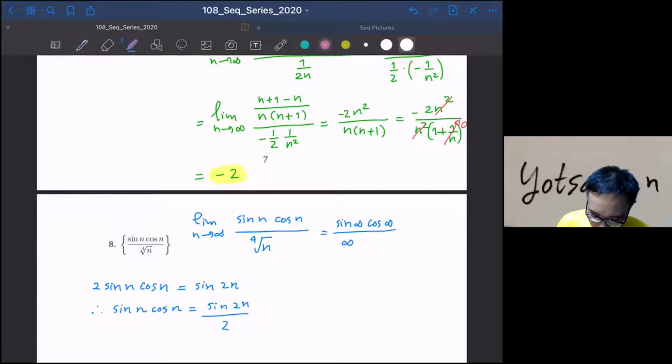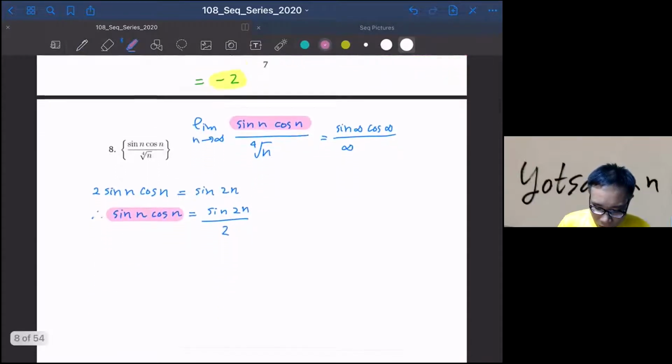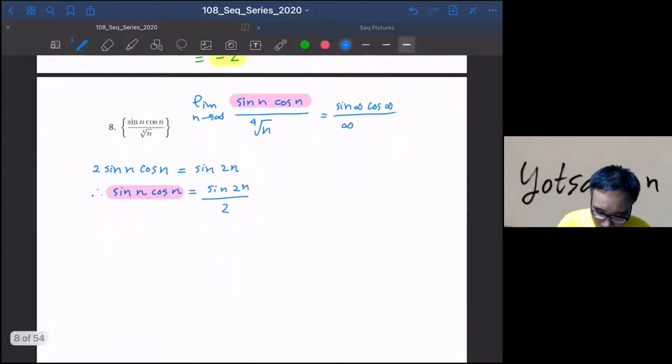So this one is going to turn out to be this pink term. So we have sine 2n over 2 times the fourth root of n on the bottom. This one is the function that we would like to find the limit of as n goes to infinity. So we shall use the Squeeze theorem.